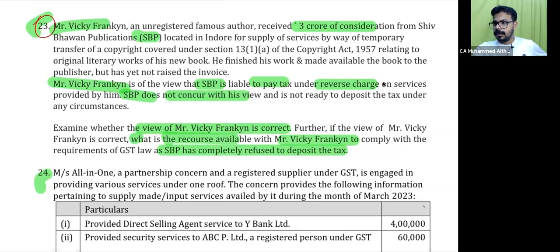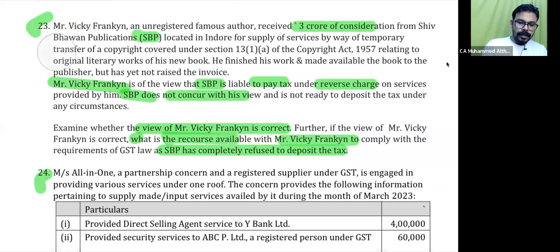Very good. Somebody has given the answer. Yes, very good. Okay, so everybody is saying the correct answer, because he has another option. But what is that option? Mr. Vicky Franklin shall take the registration and deposit the tax.